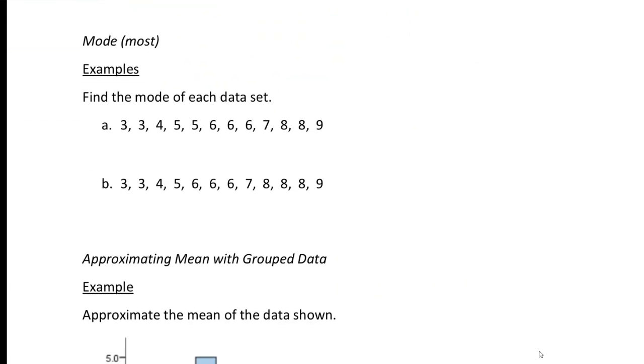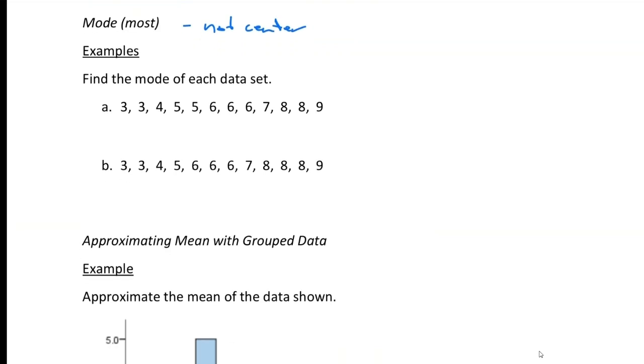The third one, again, that I had mentioned is mode. And again, mode is not a center of our data. It's not a way to talk about center. But again, because we often hear mode with mean and median, I thought it was important to touch on. Mode just simply means most, right? So it's the value that occurs most often in our data set.